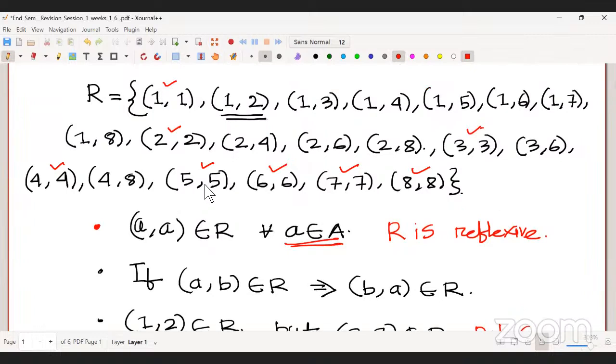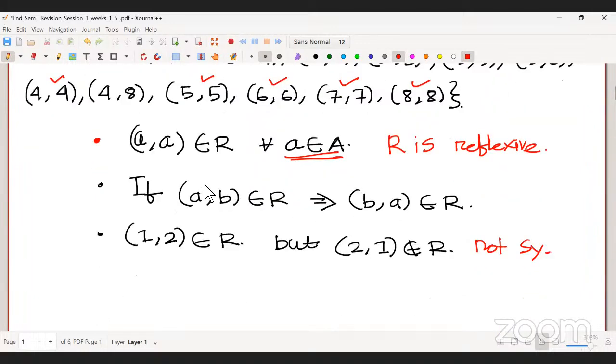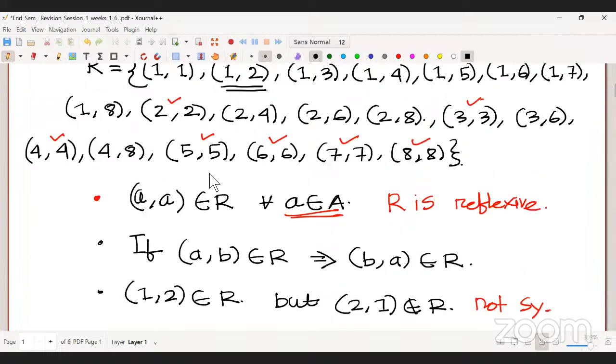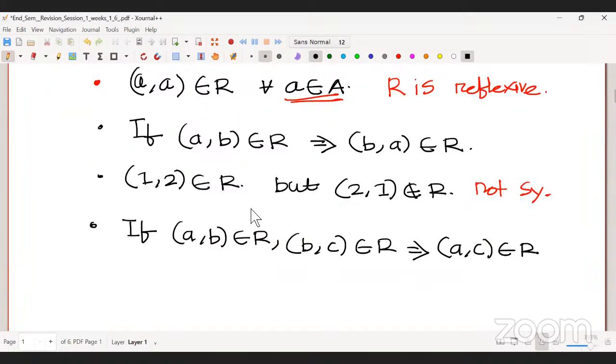The next one is transitive. Whether R is transitive. For transitive, what do I need to show? If a comma b is in R and b comma c is in R, then a comma c also has to be in R. This should imply that a comma c is in R. So how can I show that this relation is transitive? In particular, how can I show that our relation R satisfies this condition?